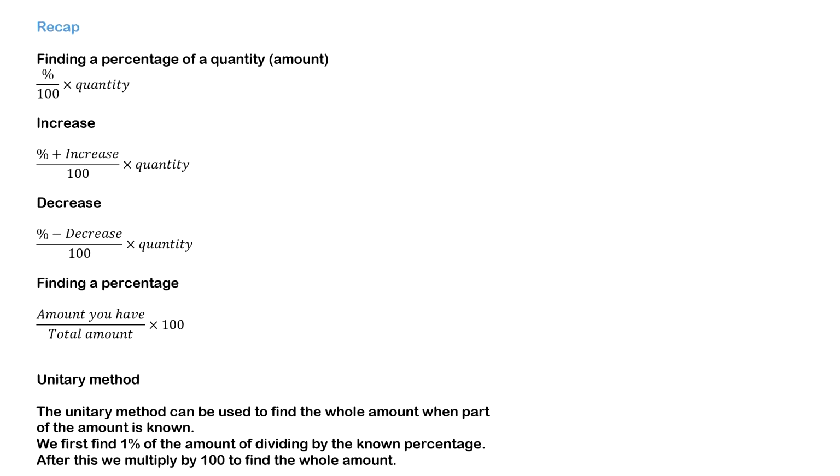When you're dealing with the unitary method, remember we use this to find the whole amount of something, of an amount we know. So again, in our example, we knew what 15% was, and we used that to find out what 100% was. So the first step was to find what 1% of the amount was by dividing by that percentage, by 15, and then we multiplied it by 100 to find the new whole amount.